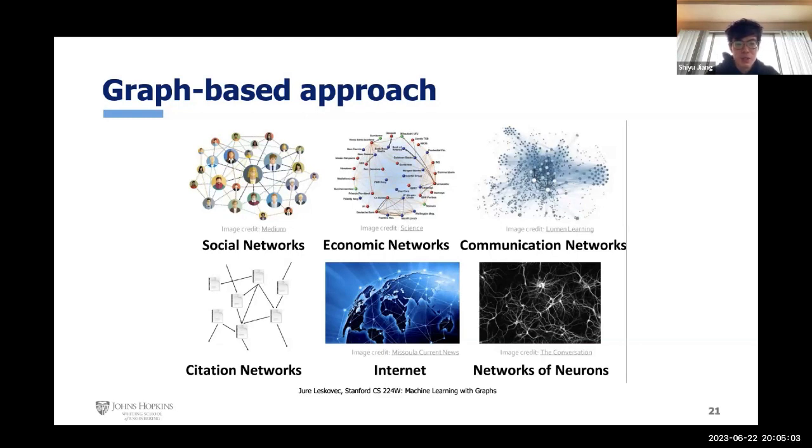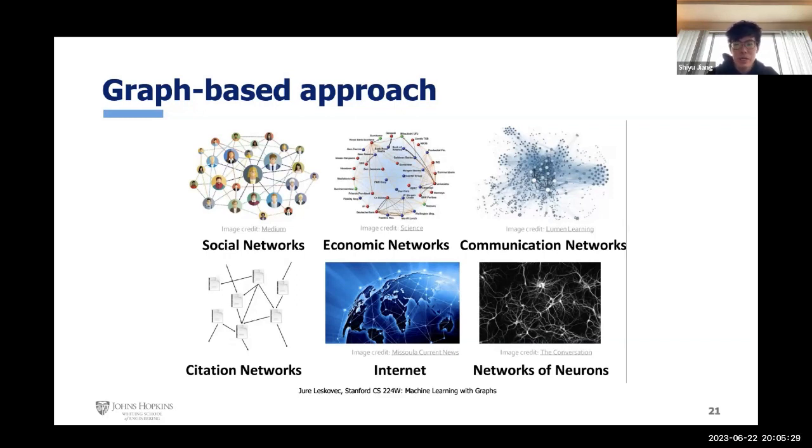So like social networks, as you can see, like WeChat, Instagram, Facebook, they are all social networks. You can connect with your friends using those apps. And also we have economic networks like hedge funds, banks, and business institutions. They can connect with their financing, right?